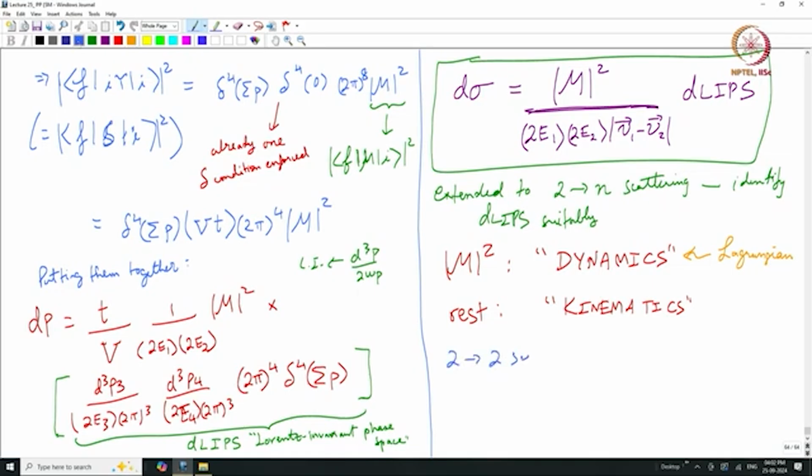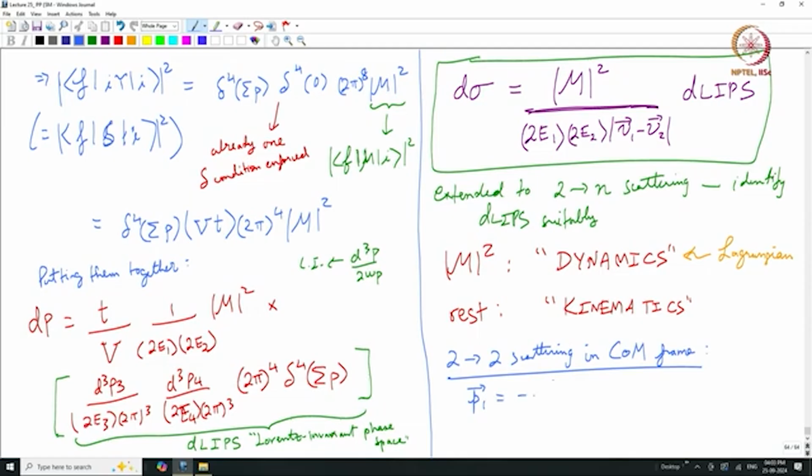It's 2 to 2 scattering in the center of mass frame, or center of momentum frame actually. Because this happens all the time, right. At the LHC, the lab frame is the center of momentum frame, correct. So at the LEP also this was true, turned out to be very important, right.